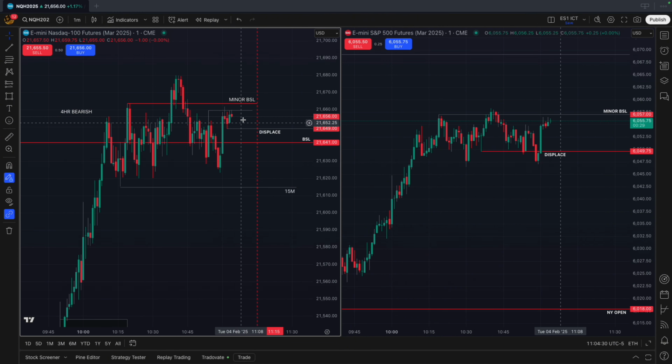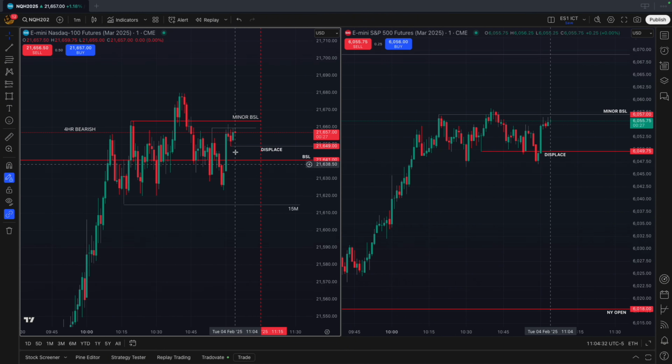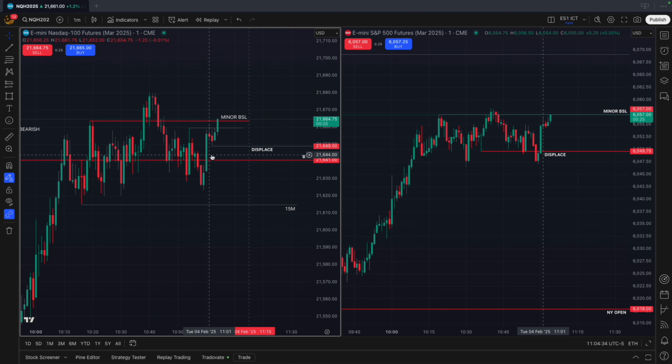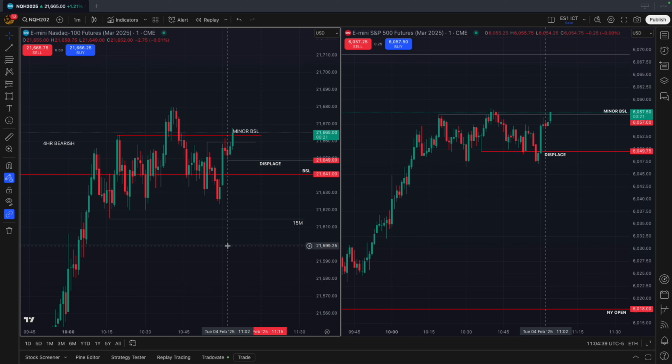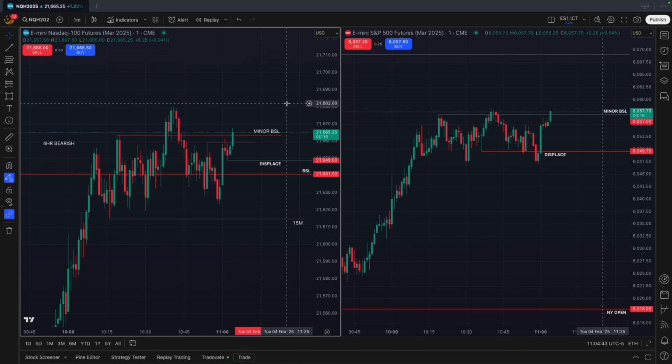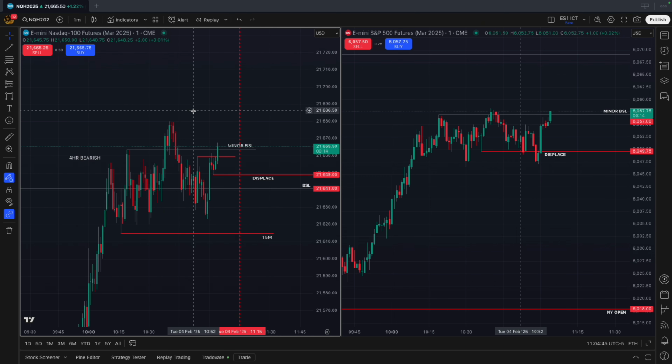We got a tiny lower time frame bearish SMT here, so if we did displace lower and inverse this 1-minute bullish, it would be clean for shorts. If we don't displace, then we're just going to go to that next high for price.